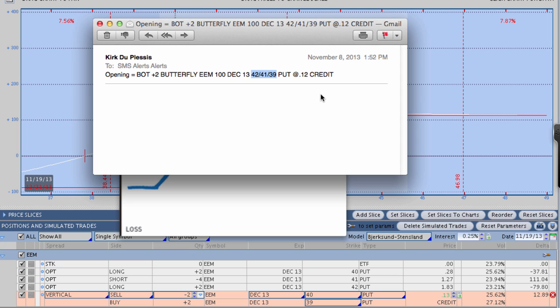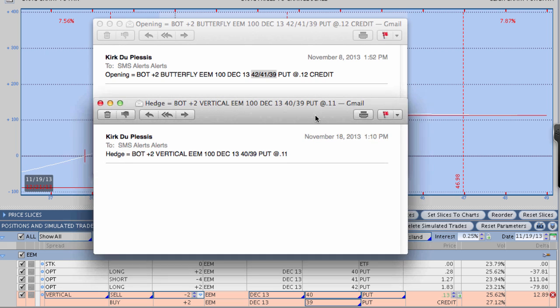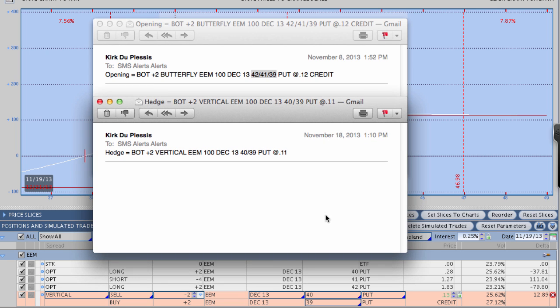But here's what happened. EEM started trading higher, so what we did is we actually bought back this embedded vertical that was missing. Remember, I keep talking about this missing strike price that you skip over with a butterfly. And this is how you turn that broken wing butterfly into just a regular butterfly with total upside potential. So down here you can see what alert went out to members just the other day, and that was to hedge this trade by buying the vertical in EEM, again the same December 2013 options. And here's the difference. In this instance, we bought back the embedded vertical, which was the 40, that missing strike price, and the 39.